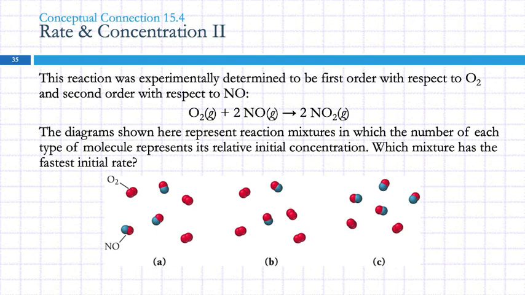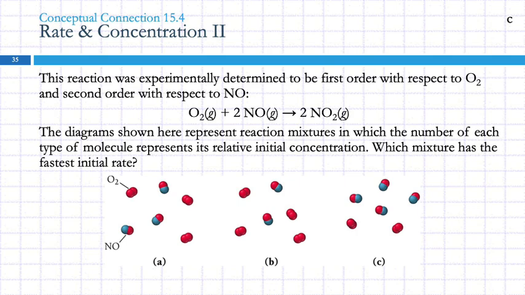So in this one, here we've got 3 oxygens and 3 NOs. Here we have 4 oxygens and 2 NOs. Here we have 4 NOs and 2 oxygens. So this has a higher concentration of NO, so the rate should be faster.